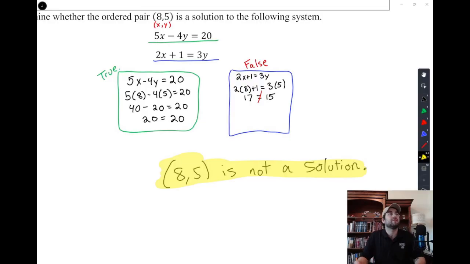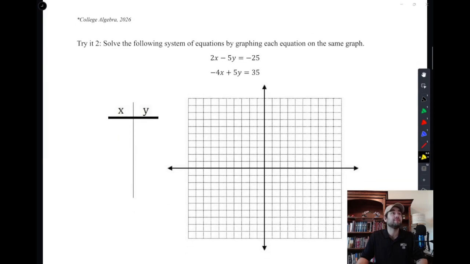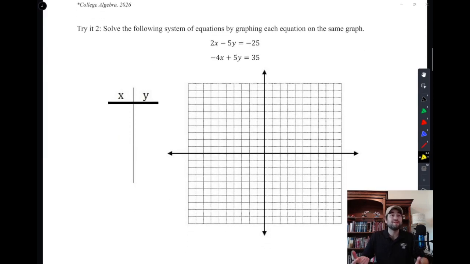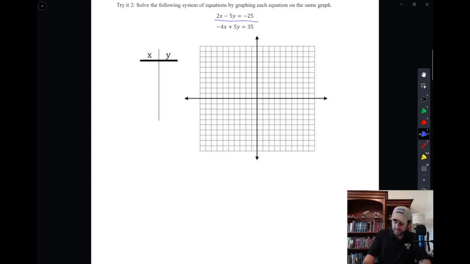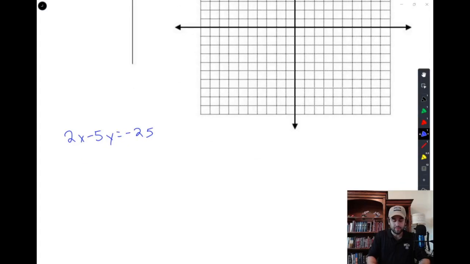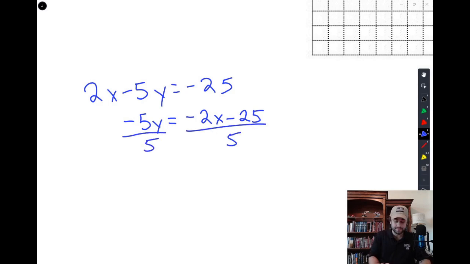But this is an example of them giving you a point to plug and chug. Let's see what happens if they don't give you a point and they just give you 2 equations. What we're going to do is we're going to graph these 2 equations using the skills from chapter 4 to just see what happens. And so the first thing I'm going to do is split these up into the blue line and the red line. And I'm going to say the blue line is 2x minus 5y equals negative 25. And if you remember from chapter 4, the way we did this is we just solved for y. So negative 5y equals negative 2x minus 25. I moved the 2x over. And then I'm going to divide by negative 5 on the entire side.